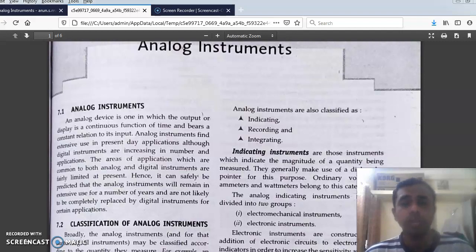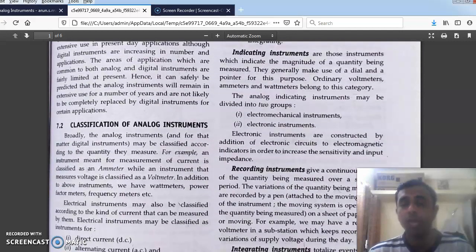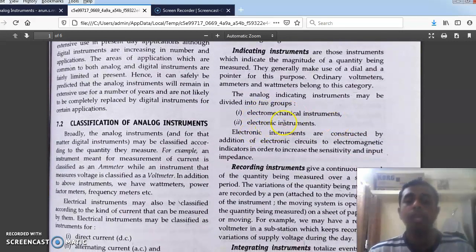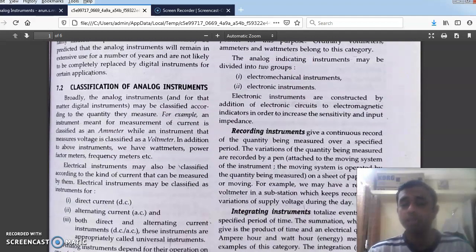And before going with that, how do we classify those analog instruments? They are mainly indicating instruments, recording instruments, and integrating instruments. Indicating instruments can be of two types, that is, they can be electromechanical types and they can be electronic instruments as well. So these are the two types of indicating instruments. Okay, and then we have the next one, that is recording instruments.